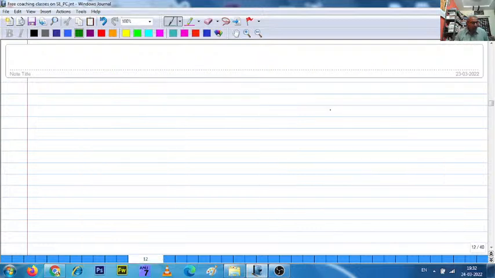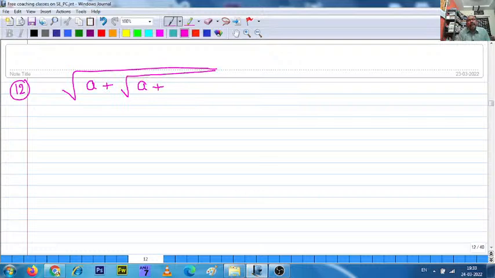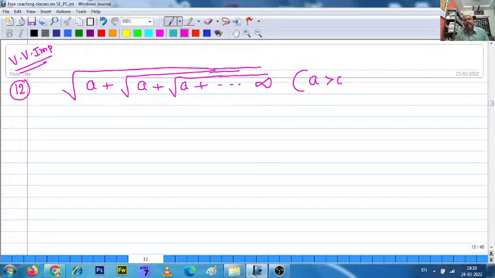So next, now we shall have a discussion on a very important concept, the 12th one. What is the value of root of a plus root of a plus root of a plus so on to infinity? In most of the entrance examinations, this type of question will be asked. So this is a very important result. Please remember this one, please note it down also. Here in the bracket, you remember a is greater than 0, that means a positive number. What is the value? Could you write it?